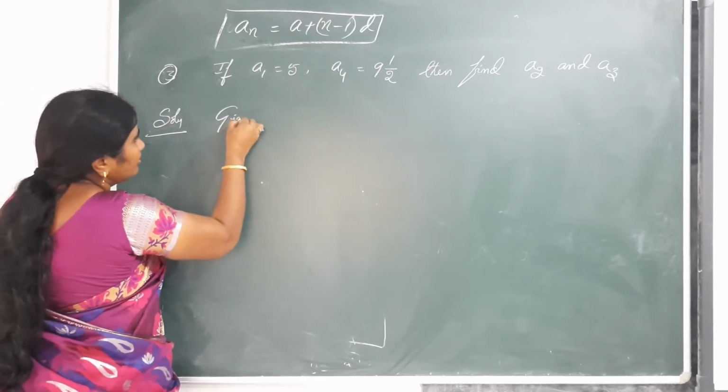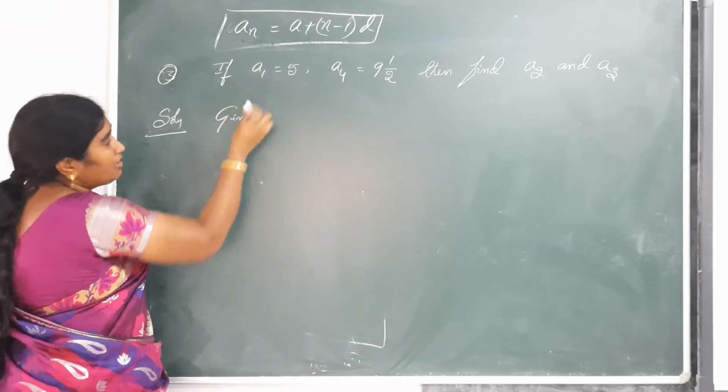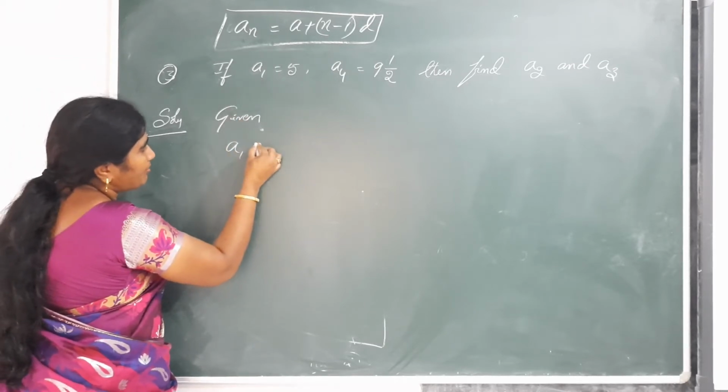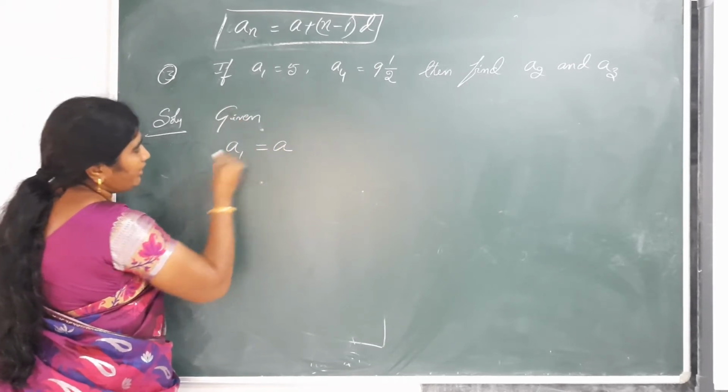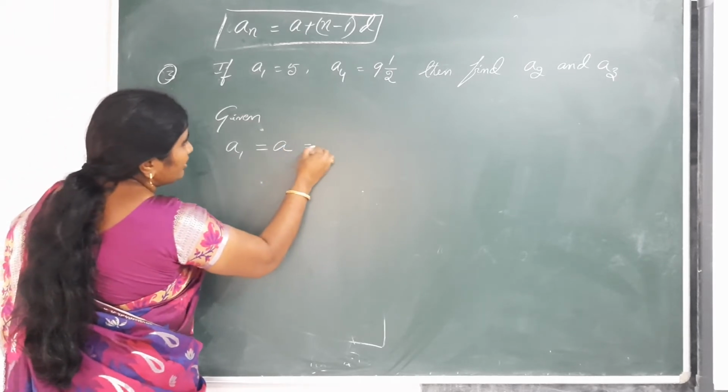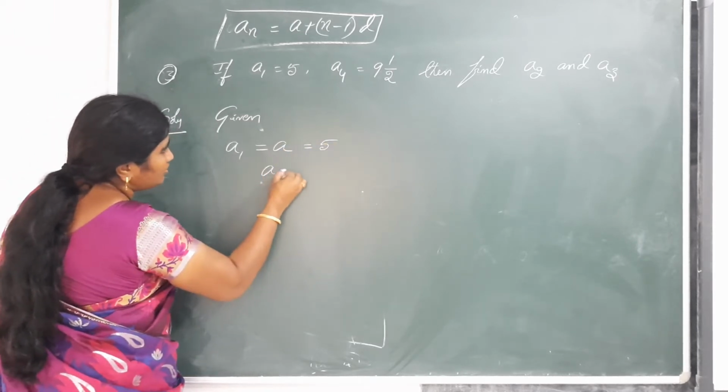Given a1, the first term in the AP, denoted by the letter a, equals 5, then a equals 5.